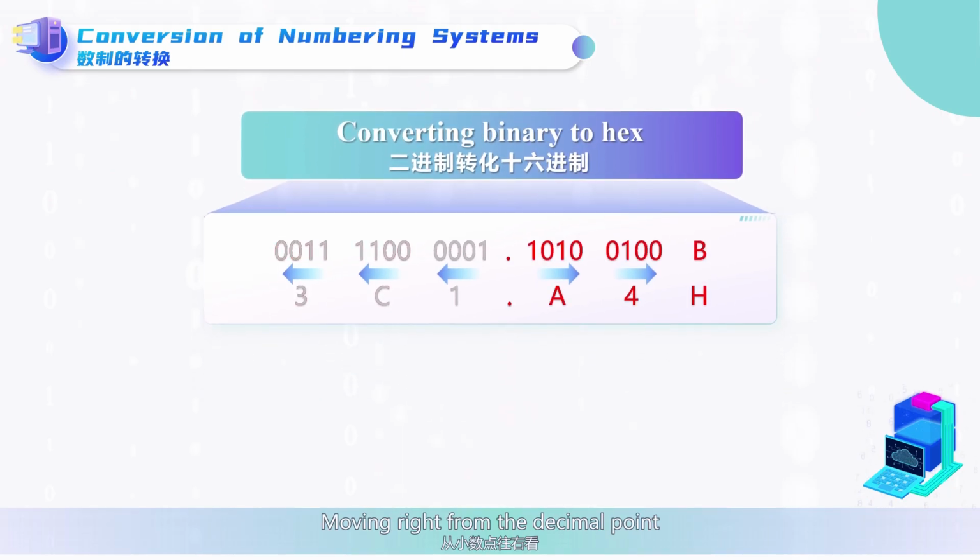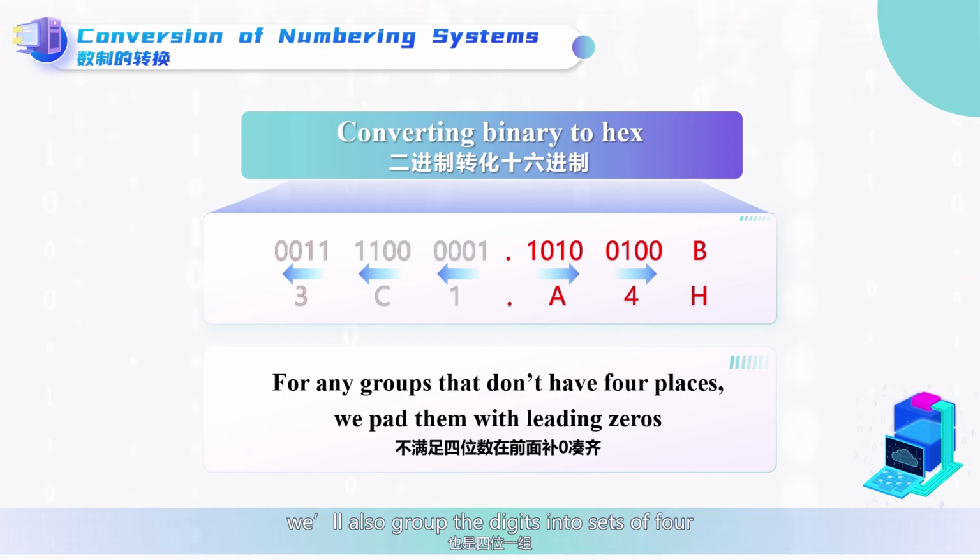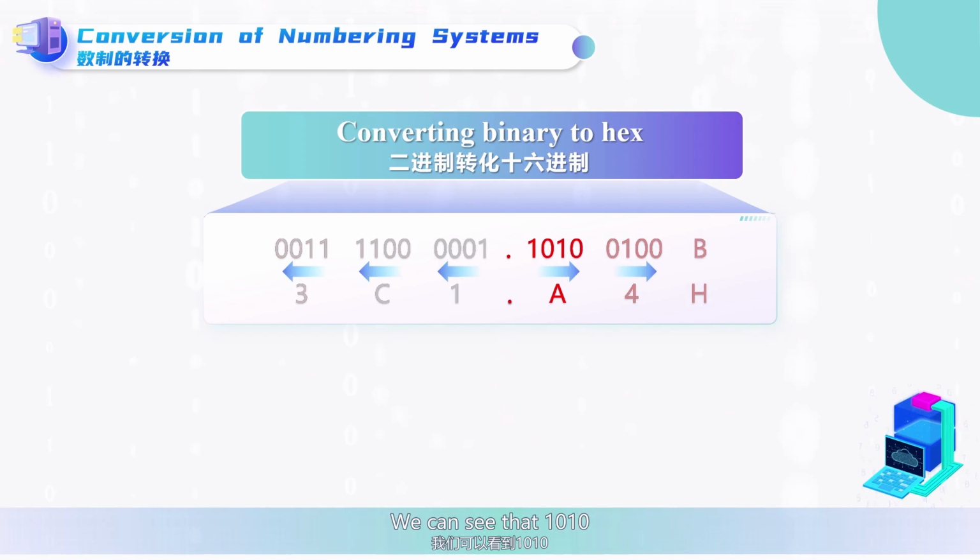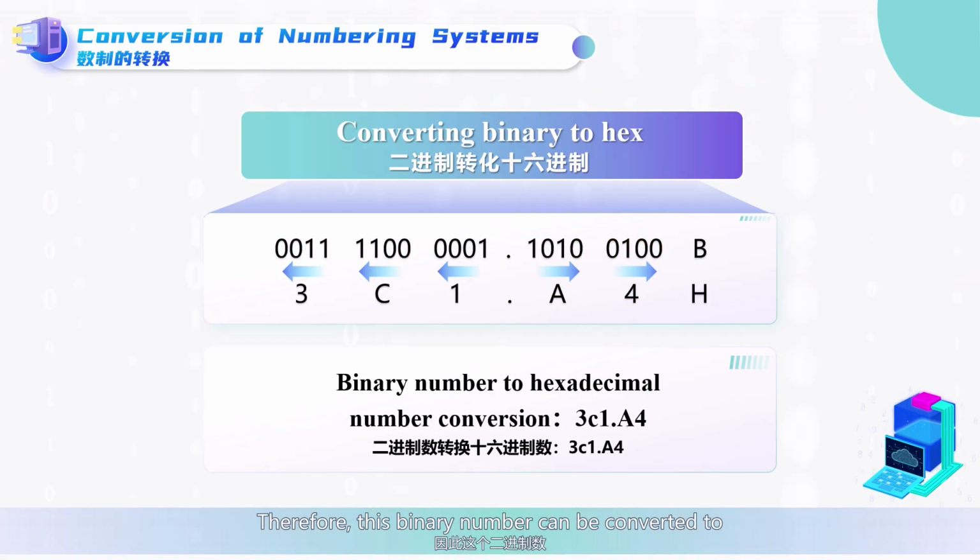Moving right from the decimal point, we'll also group the digits into sets of 4, padding with zeros if needed. We can see that 1010 corresponds to the hex number A, and 0100 corresponds to 4. Therefore, this binary number can be converted to the hex number 3C.1A4.